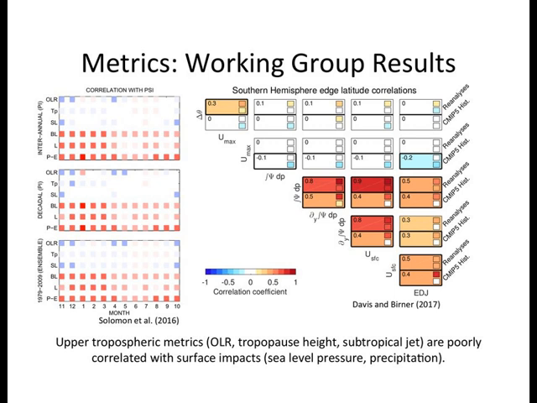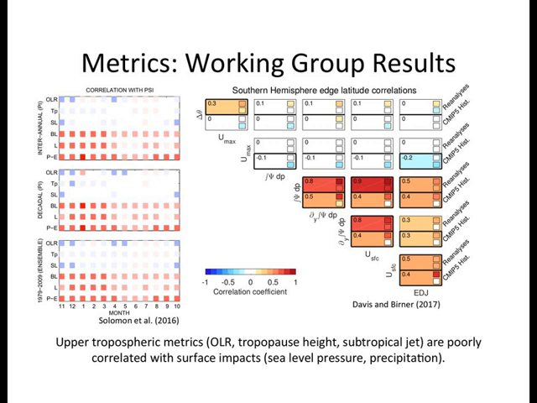I know these figures are confusing, but the moral of the story is that the lower halves of these figures are mainly red. What this means is that these lower tropospheric metrics, things like lower tropospheric wind, sea level pressure, and the stream functions of the Hadley cell, are highly correlated with one another. The upper tropospheric metrics, things like the upper tropospheric jets, outgoing long-wave radiation, and the tropopause height, are very poorly correlated with these lower tropospheric metrics.